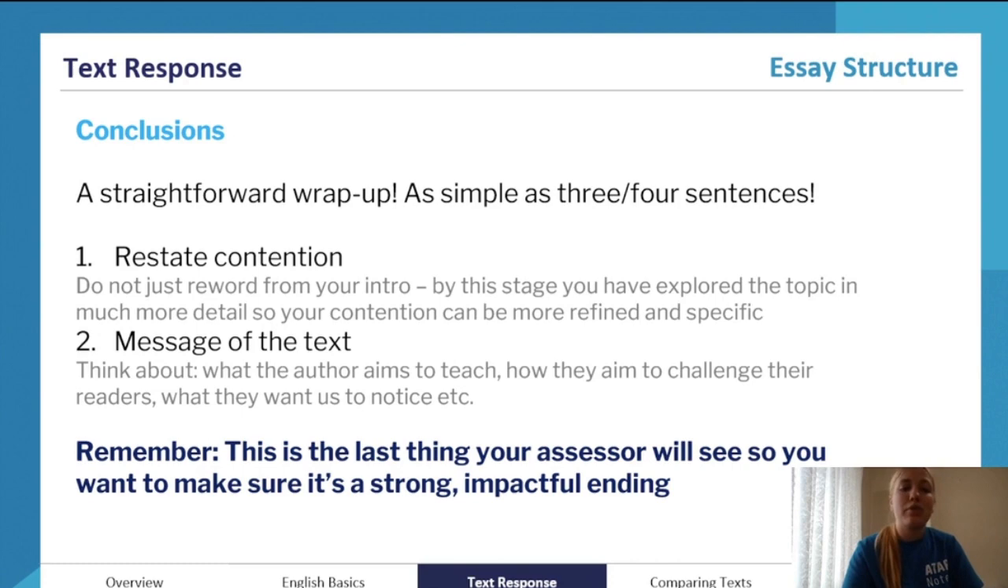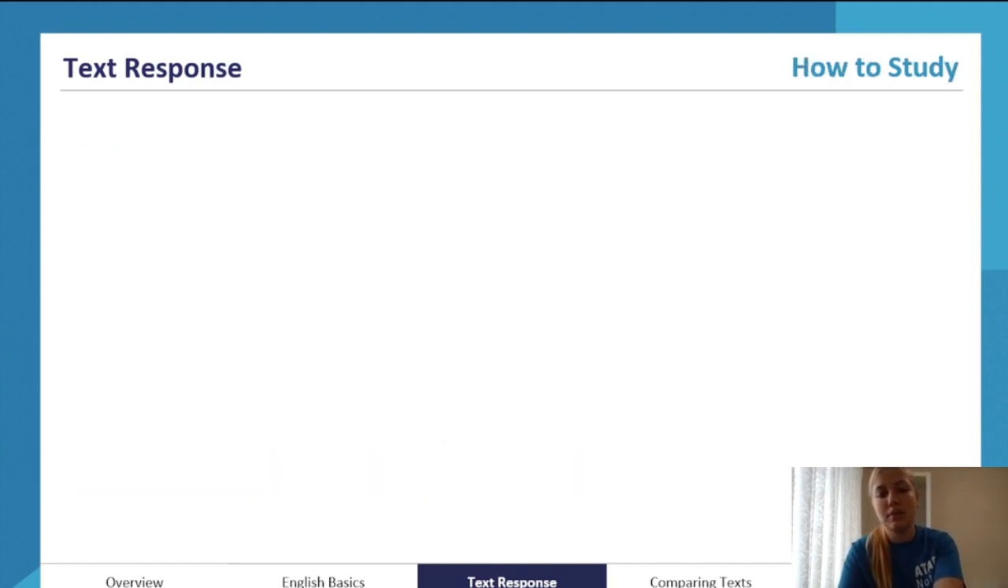And lastly, closing with a message of the text, and we want to make it something impressive because this is the last thing that your assessors will read, and this is what they will remember and will affect your marking if this is something weak. So make sure you end on a strong, impactful note, and you can ask yourself questions to help you come up with more ideas here. What is the author aiming to teach with regards to the prompt? How are they trying to challenge readers? What do they want modern audiences to notice, or those audiences in the past of when the text was first published, for instance?